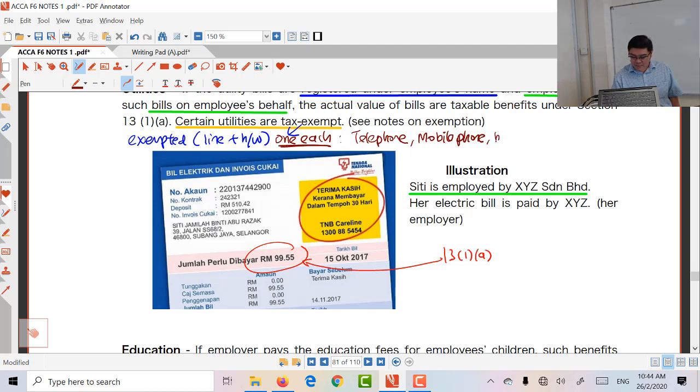Now, you then have broadband as well as pager. Pager is a very old thing. I don't even know if you have even seen a pager in your life.